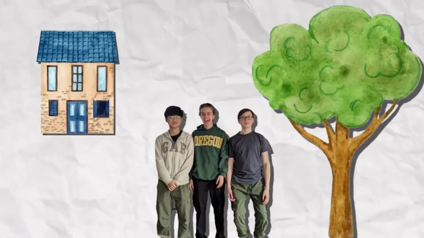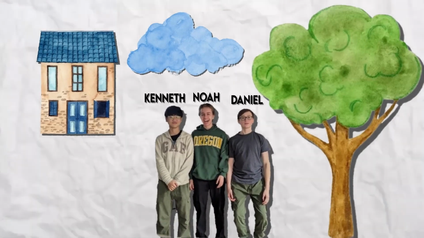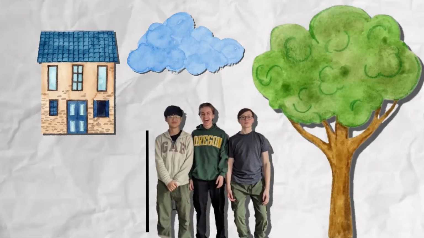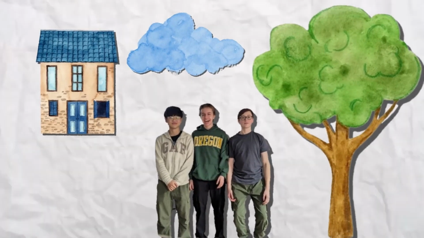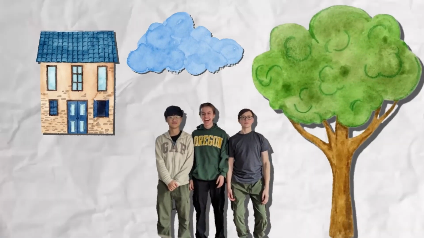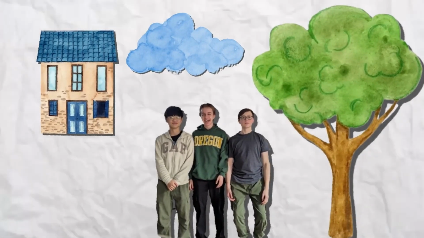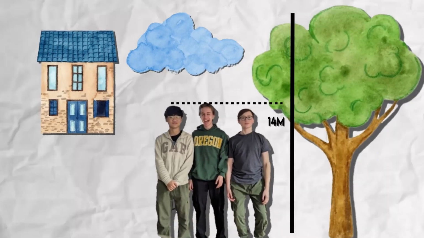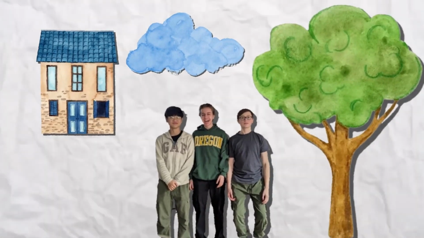This is a picture of us, three aspiring mathematicians, Kenneth, Noah, and Daniel, each standing at about 7 meters tall. Or wait, 7 meters? Do we mean to put that in the script? Well, I didn't know your height, so I just used the tree beside you as a reference. The tree has a height of 14 meters, and we're about half of a tree. I don't see the issue.